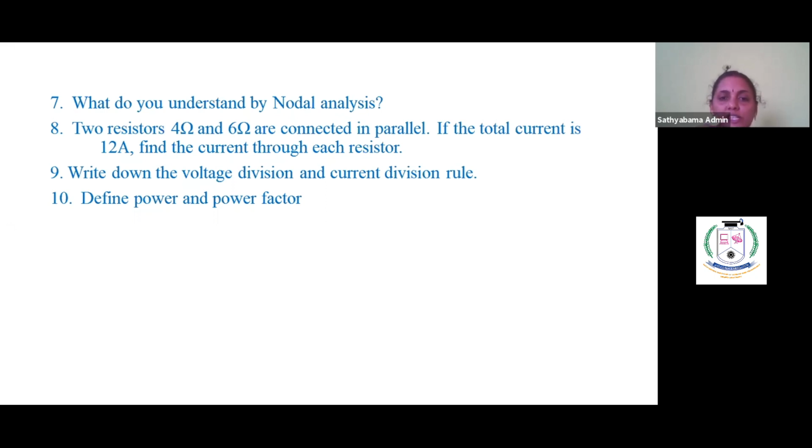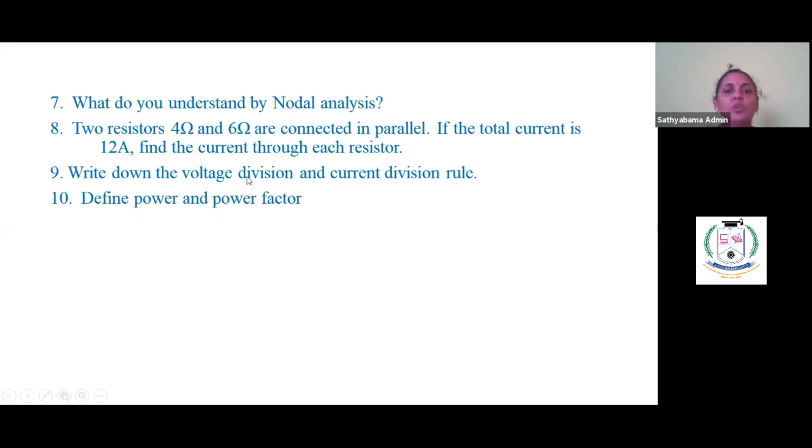The current division rule states that the current through any resistor is equal to the total current into its opposite resistance divided by total resistance. So if I want I1, I1 is equal to I into R2 divided by R1 plus R2. Here R1 is taken as 4 ohms and R2 is taken as 6 ohms. Same way for I2, I2 is equal to I into R1 divided by R1 plus R2. So by using both, you can find out I1 and I2.